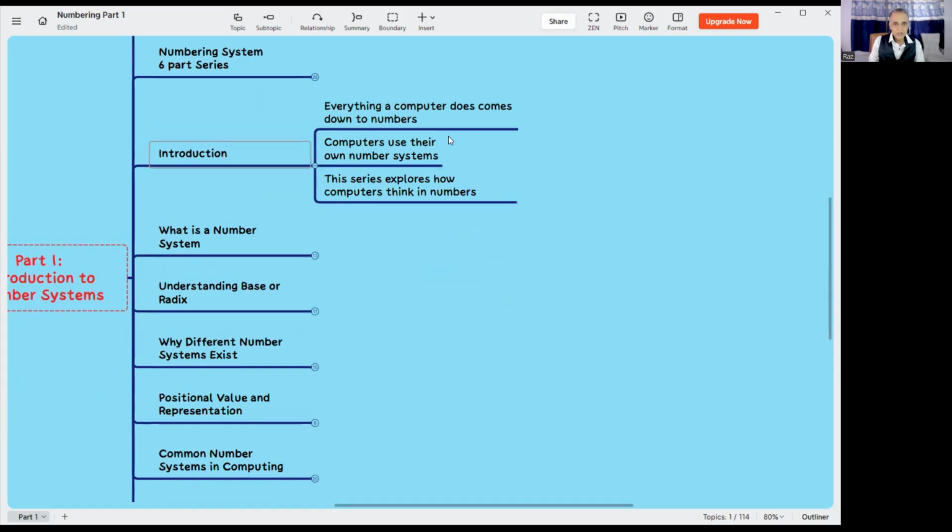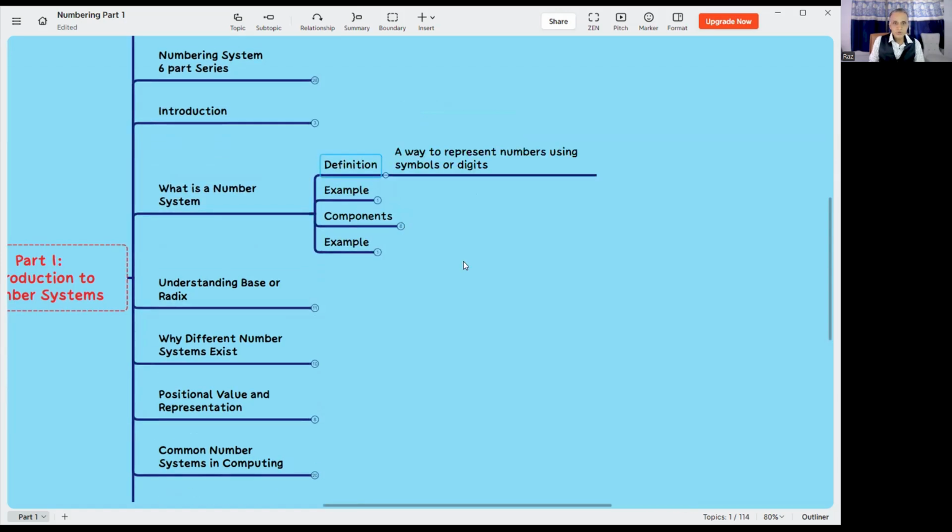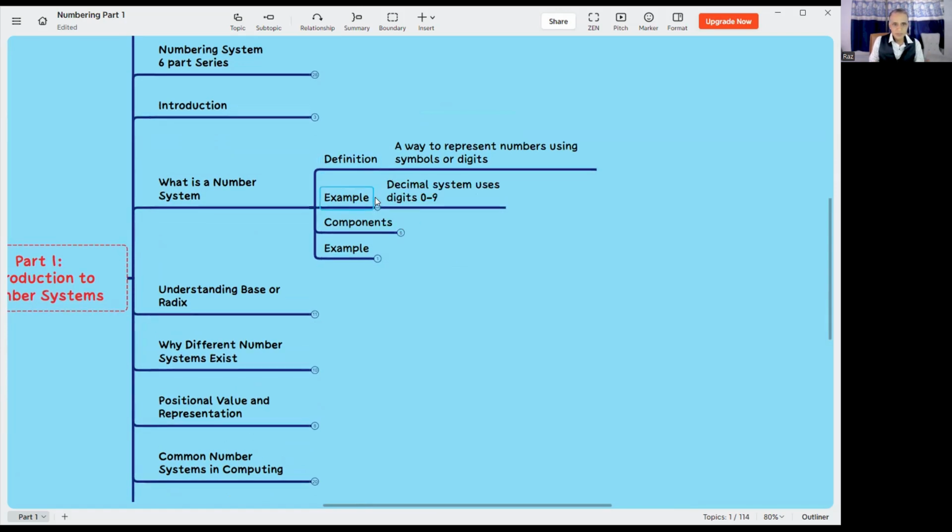Everything a computer does comes down to numbers. Everything. Computers use their own numbering system, that's binary. This series explores how a computer thinks in numbers. What is a numbering system? A numbering system is a way to represent numbers using symbols or digits. There are many numbering systems. For example, decimal uses 10 symbols, deci means 10. So 10 symbols, and the symbols are 0 to 9, not 1 to 10, but 0 to 9.